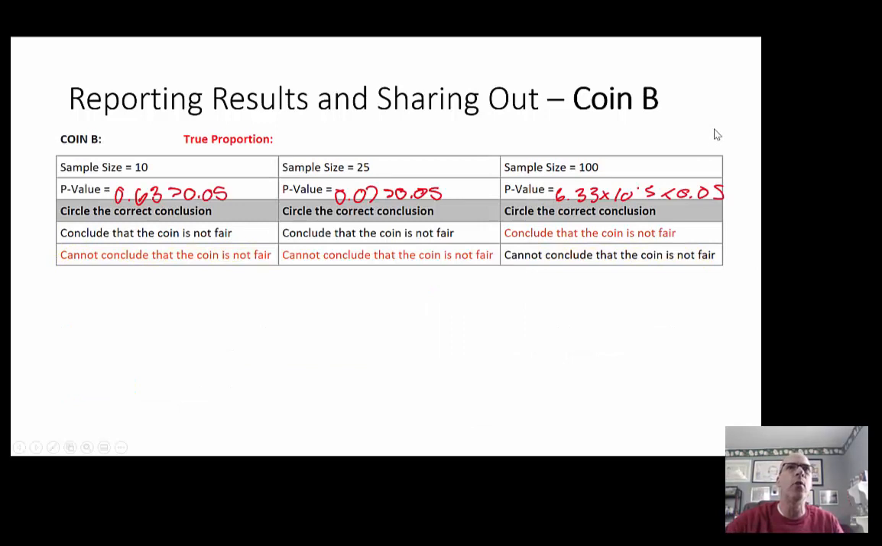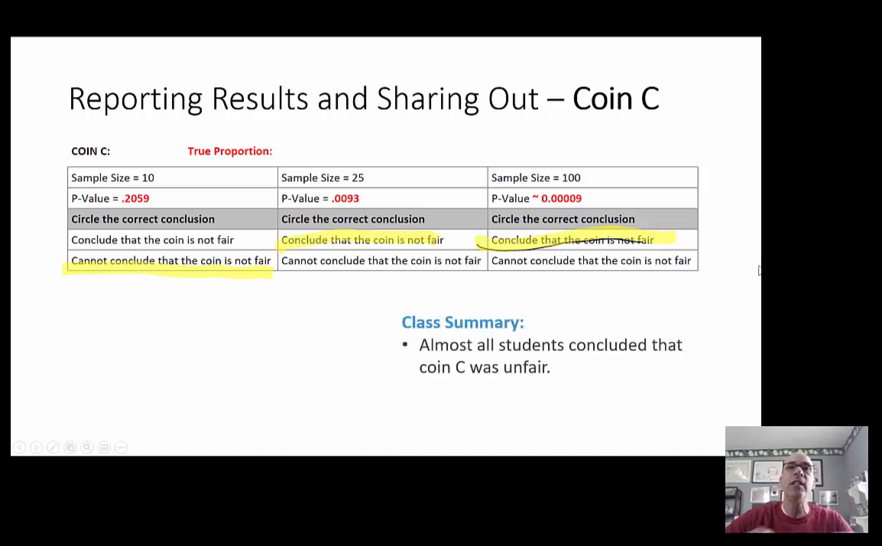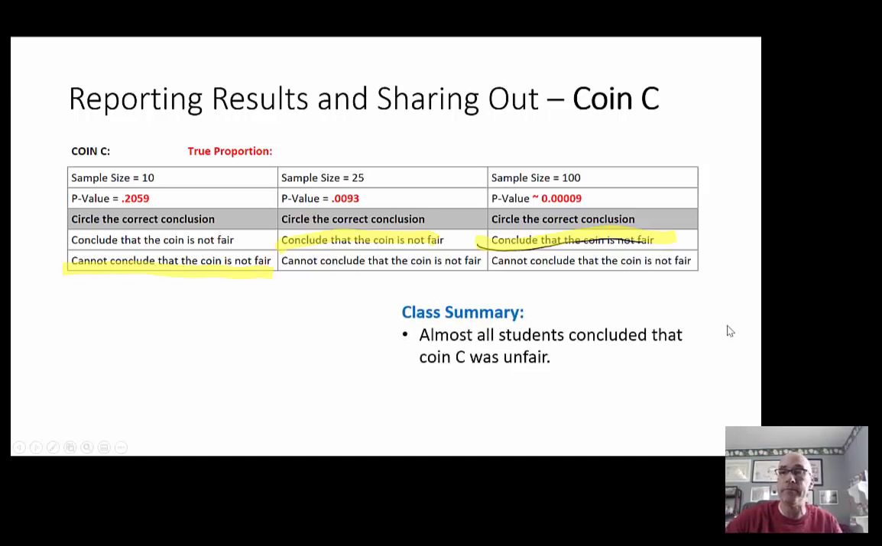So let's look at coin B. What's happening with coin B? Different student. Sometimes we have to deal with goofy handwriting. But in this case, for sample sizes of 10 and 25, the student failed to reject the null hypothesis. For the sample size of 100, they did get a very low p-value, and in that case they concluded the coin was not fair. So mixed results here. As a group, about half the class concluded that coin B was unfair. How about coin C? Different student here. Sample sizes of 10, 25, and 100. For 25 and 100, clear evidence that the coin is not fair. And just about all the students concluded that coin C was unfair.